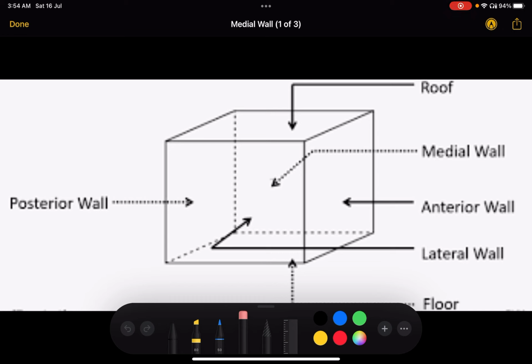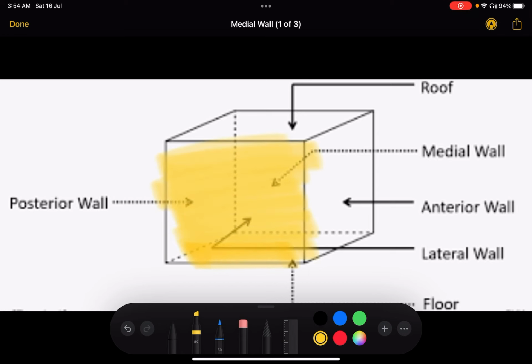Then we can see the anterior wall. This is the anterior wall. And with the anterior wall, we have the eustachian tube, and this is the lateral wall that's here.